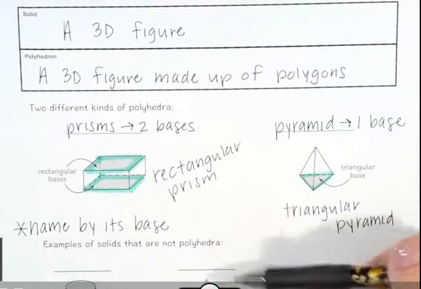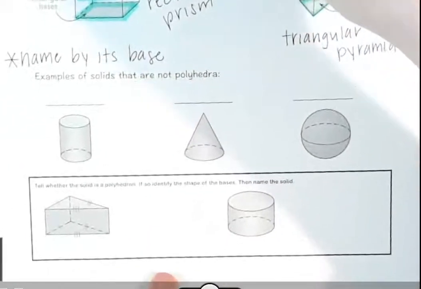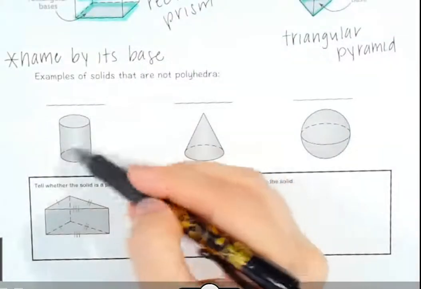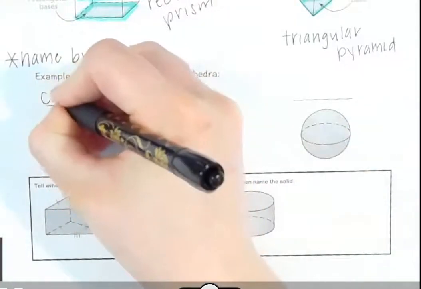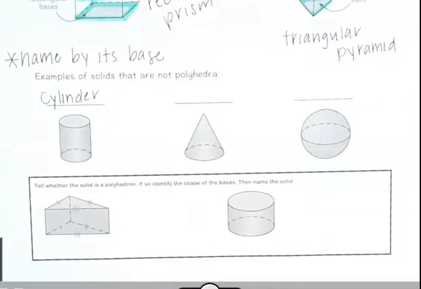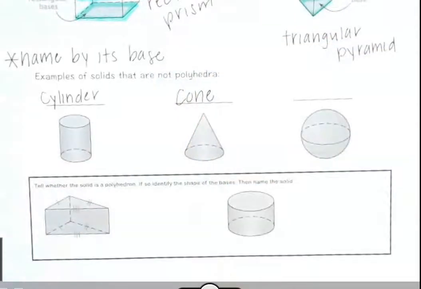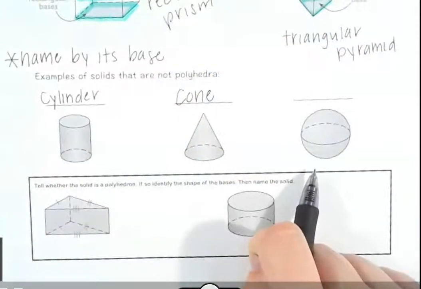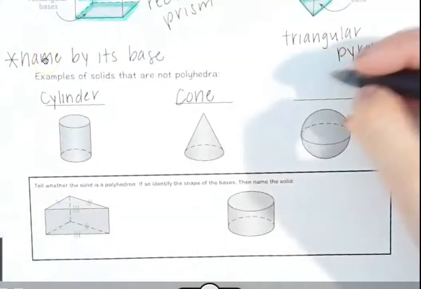Some examples of solids that are not polyhedra would be those rounded shapes we were mentioning. The first one looks like a soup can, right? But what's the technical name for a soup can? Well, we know that is a cylinder. This one kind of looks like something you'd use to eat ice cream. This would be a cone. And the last one typically looks like a ball, but we would call this a sphere.